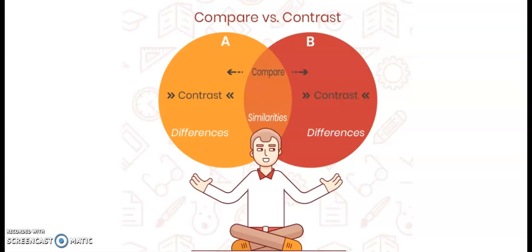The first method is discussing the similarities in one part of the essay, and in the next part, we'll discuss the differences. The second method is identifying the points to be compared and contrasted and analyzing each point with reference to the items compared.